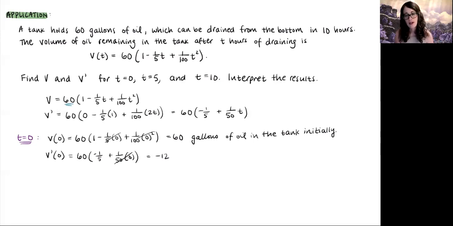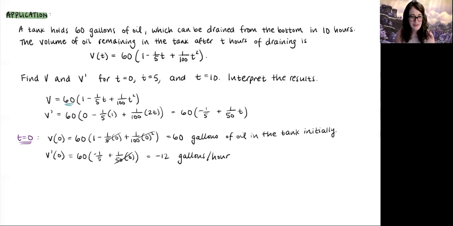Now the units for a derivative: the derivative is a rate of change, right? It's like slope, change in y over change in x, or change in output over change in input. So this is the rate that the volume is changing over time. So the units of this is going to be gallons per hour. Gallons per hour.